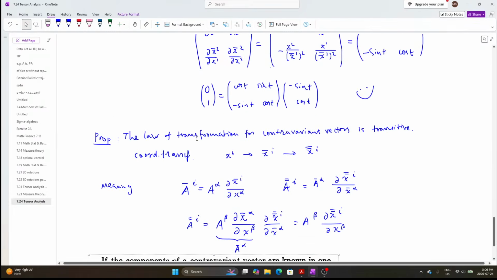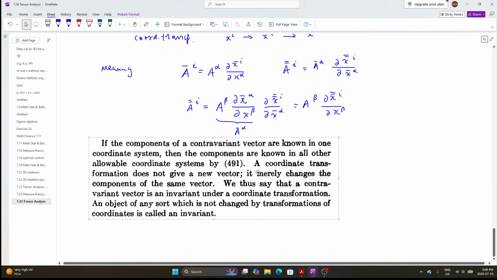Okay, so that's understood. A coordinate transformation does not give a new vector, of course. It merely changes the components of the same vector. We thus say that a contravariant vector is an invariant. It's a vector itself, not the components, of course. The contravariant vector is an invariant under coordinate transformation.